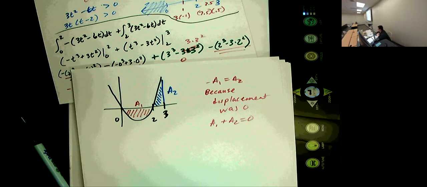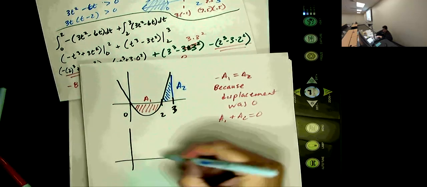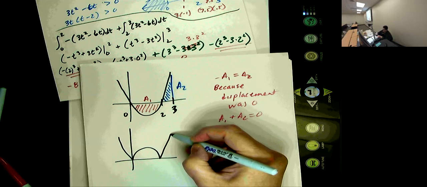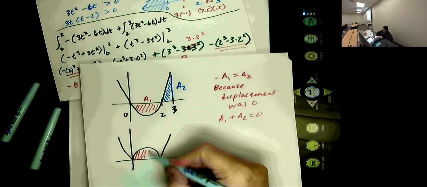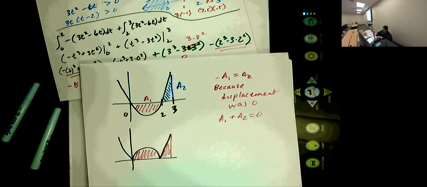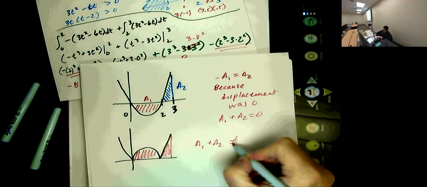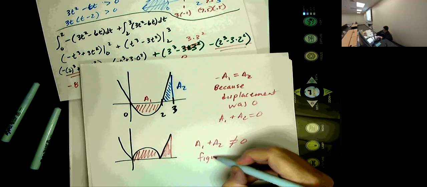But if you look at absolute value, you can see that now it's tracking. When we did absolute value, this shifted to looking like this. So now we can add these two areas together and they're not canceling each other out. So now A1 plus A2 does not equal 0. And we can actually figure out how much it moved.